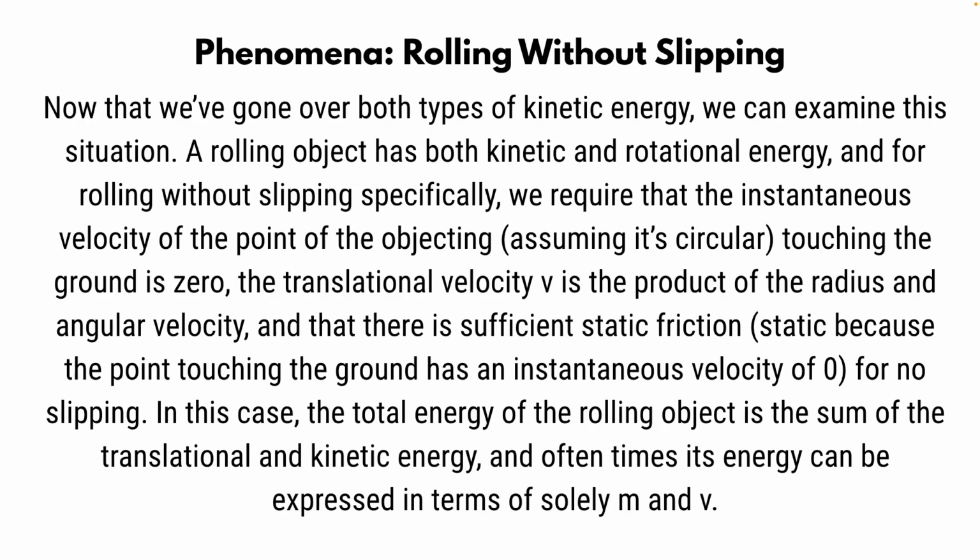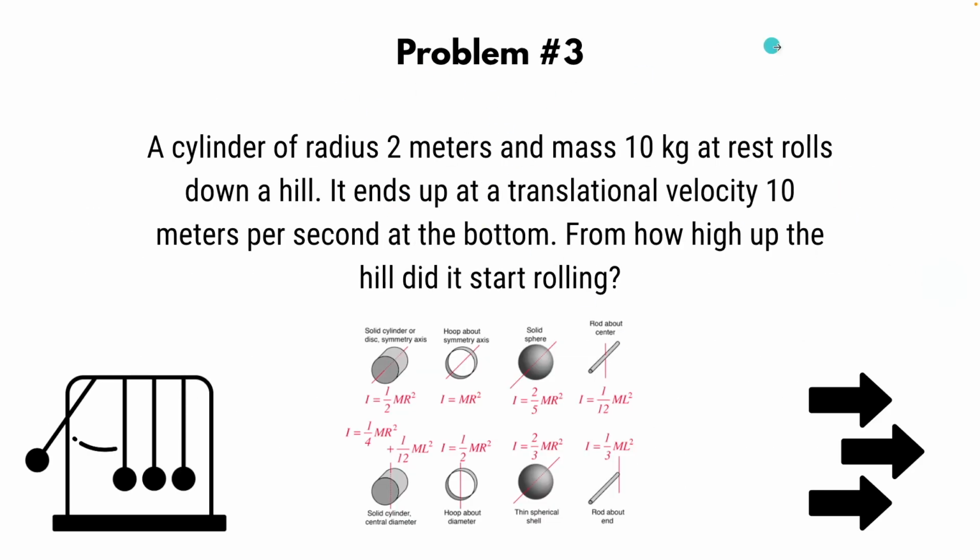And in this case, the total energy of the rolling object is going to be the sum of the translational kinetic energy and rotational kinetic energy. That's written wrong. Oftentimes its energy can be expressed in terms of solely m and v, though for this problem that we're about to do, we actually will not have to do that.